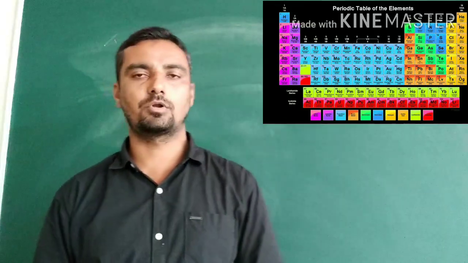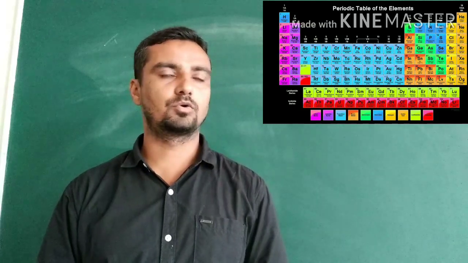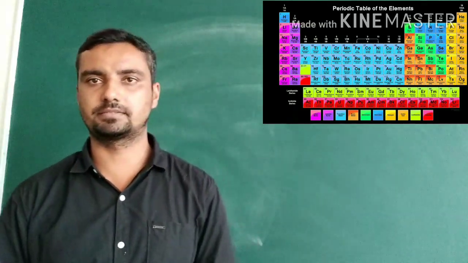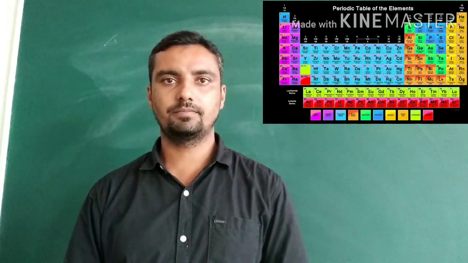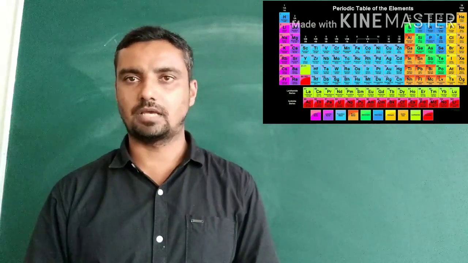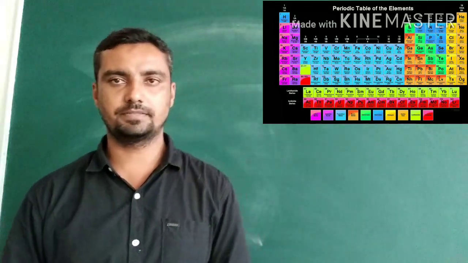In this modern periodic table, the elements have been classified into two groups, that are groups and periods, right? In the modern periodic table, 118 elements are present.